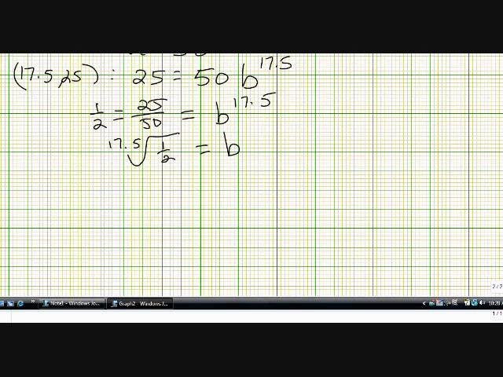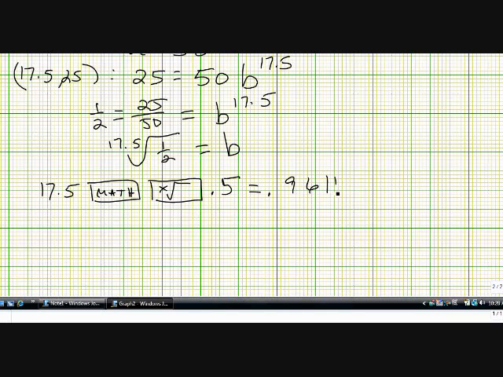So in your calculator, you put 17.5, then you hit the math key, then you hit the x root key, and then you come back and type in 1/2, or you can type in 0.5. And that should go to quite a few decimal places, 0.961166. So my exponential function for this half-life problem is y equals A, that's 50, times B, 0.961166, to the x power.